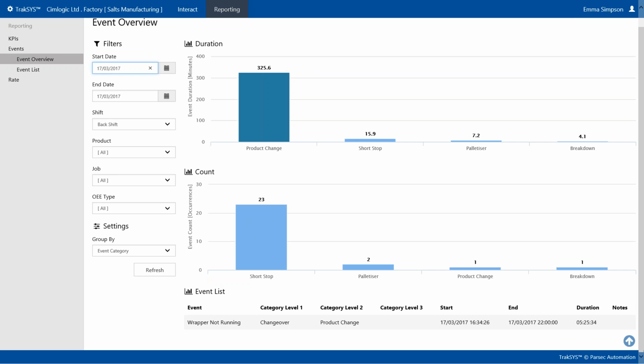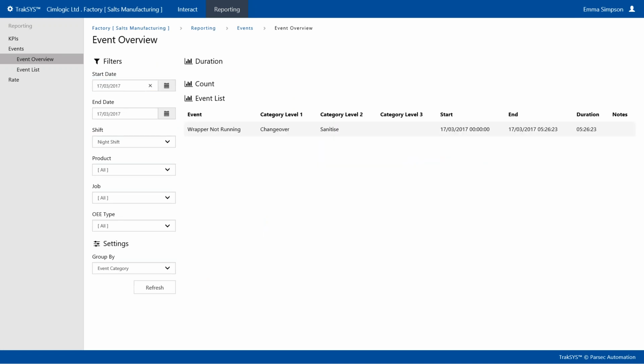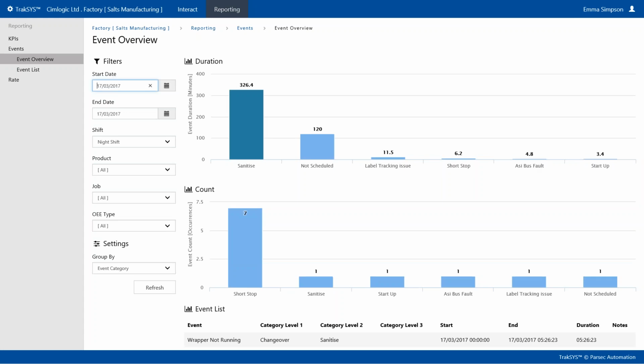Let's see what happened in the following shift, on the night shift. There we are. There we have the cleaning. So basically we spent 5 hours changing product, and afterwards, 2 hours after changing product at midnight, the next shift had to perform a cleaning. So something went wrong on that product change.